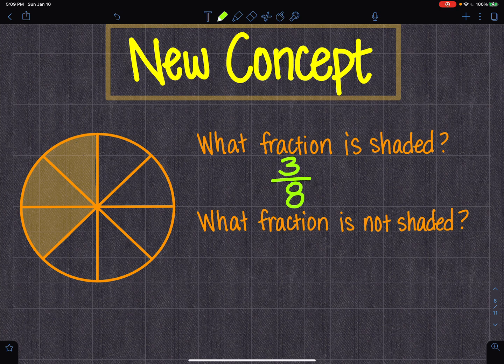And then it wants to know what fraction is not shaded. I still put an 8 on the bottom because that's how many pieces it's divided into. And then how many are not shaded would be 1, 2, 3, 4, 5. So it would be 5 out of 8. But there's an easier way to do it, because if you know what fraction is shaded, you can easily figure out what fraction is not shaded even without counting like that. That's what we're going to go over in a little while, okay? So let's do example 2 first.